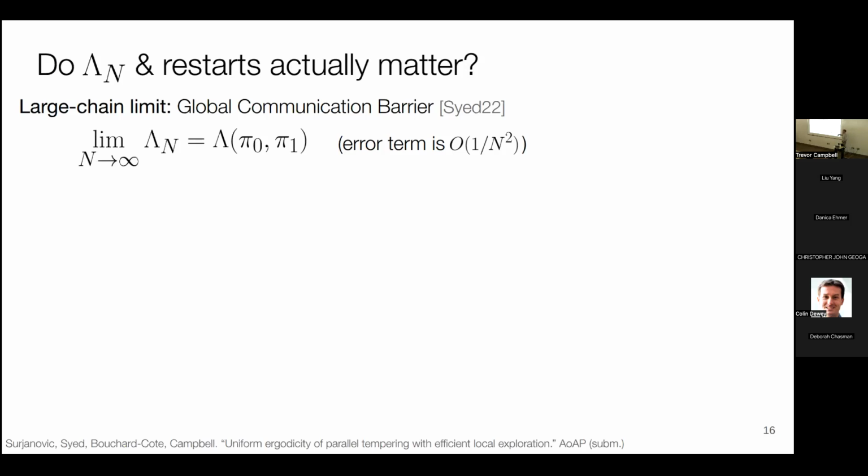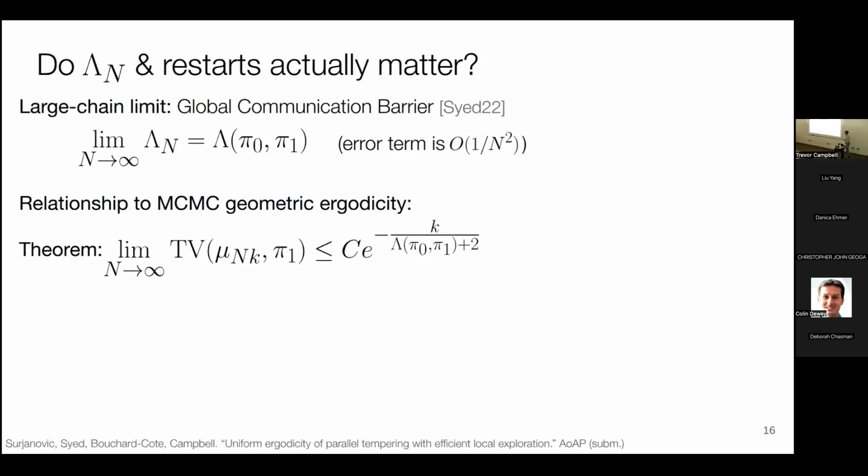But the point is that, again, this is a good model for what we see in reality. In particular, the error term here is 1 over n squared. So this convergence happens super quick. In practice, I see this reasonable behavior with n equals 10, 20, that kind of thing. If I'm willing to work in asymptopia, I have a result here that summarizes 100 pages of math in one slide. This is the geometric ergodicity. It's actually uniform geometric ergodicity of parallel tempering.